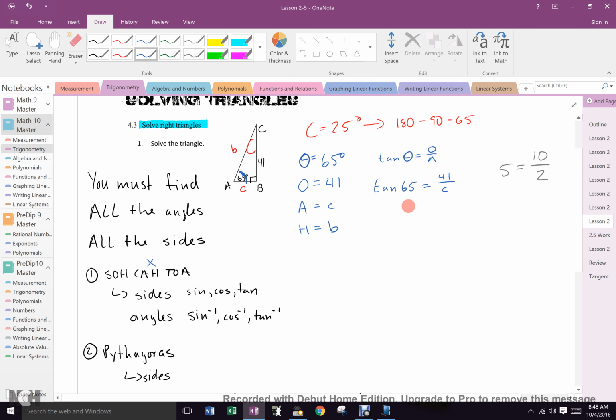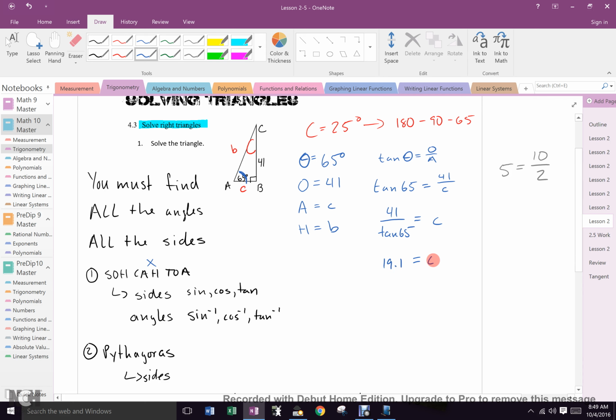So in my class, we had to write 41 over tan 65 before we went to our calculator, or he wouldn't even mark it. Now, obviously, we got smart. We just did the work with the calculator, and then went back and wrote 41 over tan 65. And that will give us C, which is what? 19 exactly? 19.11. So let's go with 19.1.